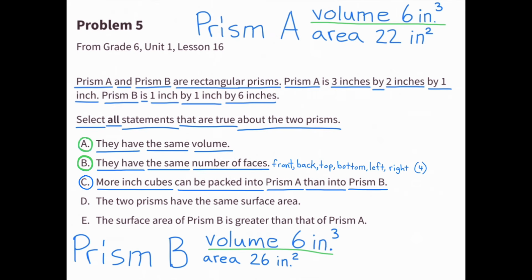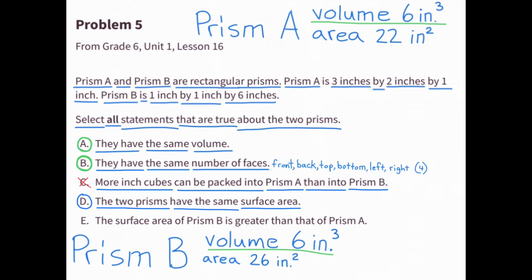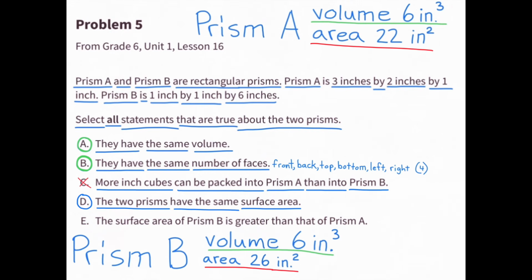C. More inch cubes can be packed into Prism A than into Prism B. That's not true because they have the same volume. The same number of cubes could be packed into Prism A as into Prism B. D. The two prisms have the same surface area. That's not true because Prism A has a surface area of 22 inches squared and Prism B has a surface area of 26 inches squared.